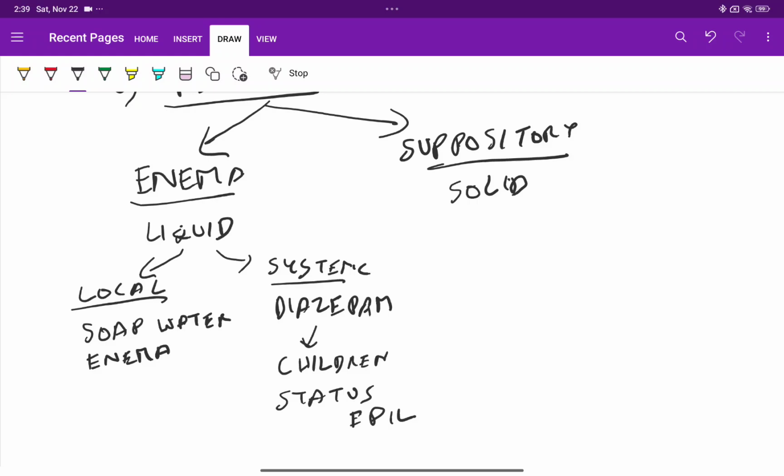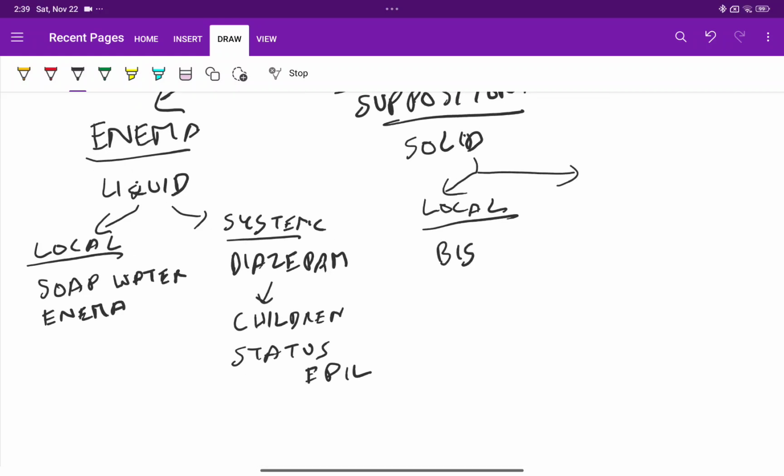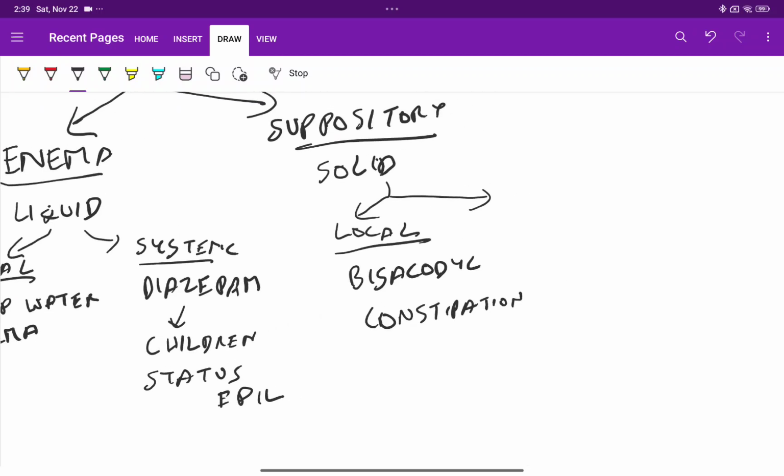Then suppository. One more local action example, bisacodyl suppository. Bisacodyl suppository is commonly used by patients for constipation. Sometimes it is available as an over the counter drug also. Then systemic.